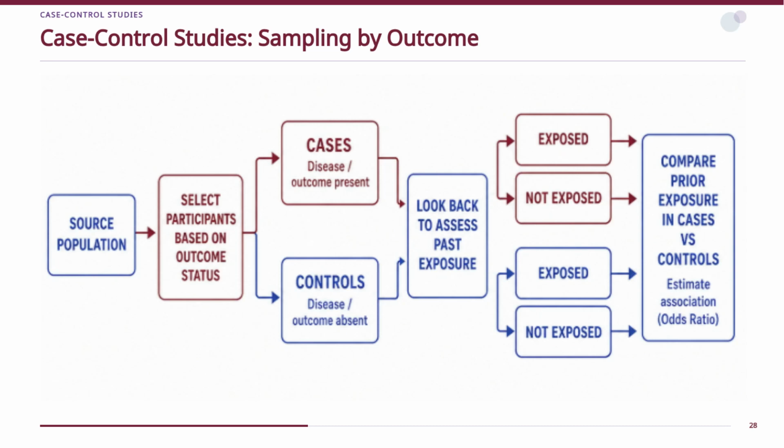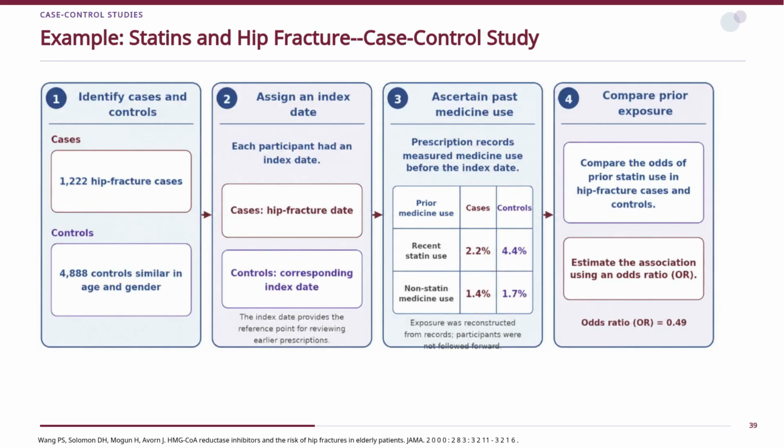Cases are people who developed the disease or outcome. Controls are people who did not develop the outcome. Controls estimate how common the past exposure might have been among the cases if those people had not developed the outcome. For example, a case-control study examined statin use and hip fracture in New Jersey.